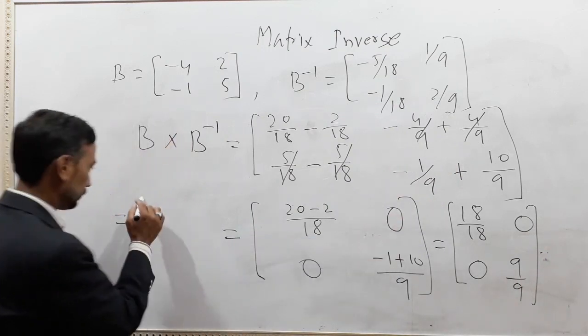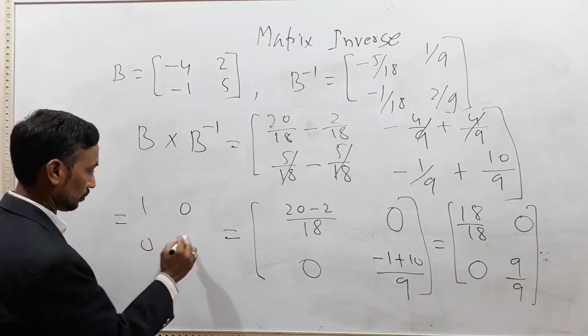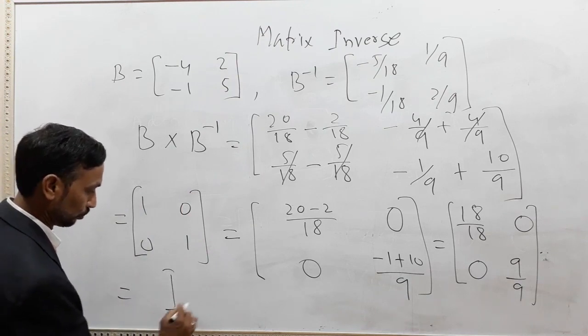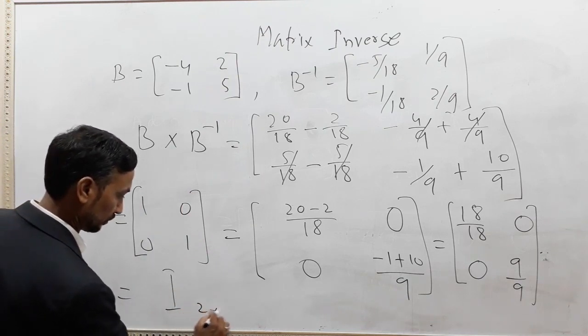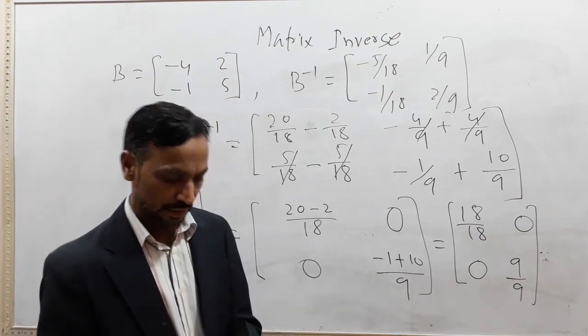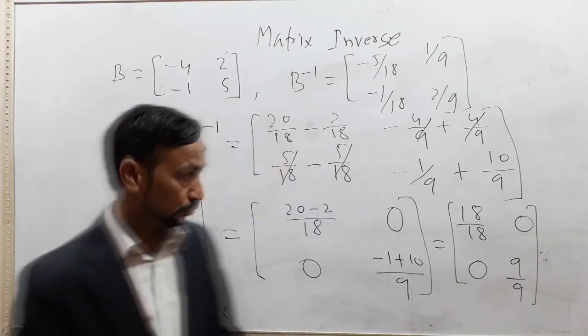So this is 1, 0, 0, 1. See, and this is called the unit matrix of 2 by 2. So it has been proved that the result was correct, and in this way we have done the multiplication as well.